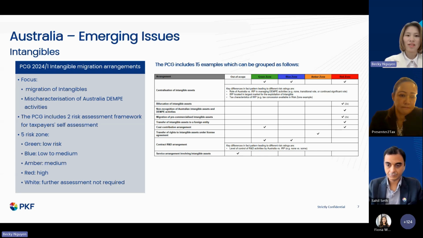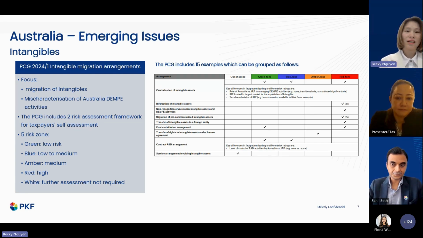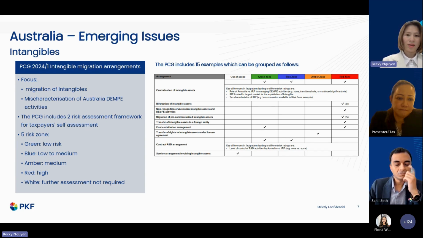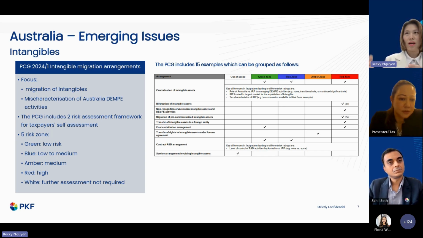And those transactions are centralization of intangibles, bifurcation of intangible assets, or non-recognition of Australian DEMPE activities. So taxpayers are required to self-assess their intangible arrangements and take actions appropriately in accordance with the risk zone.